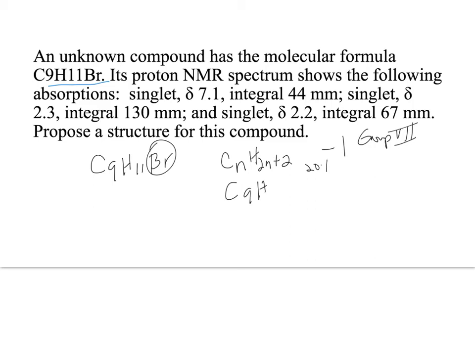20 minus 1 is 19. And then it's 19 minus 11 divided by 2. That's 8 divided by 2. So that gives you 4 units of unsaturation.